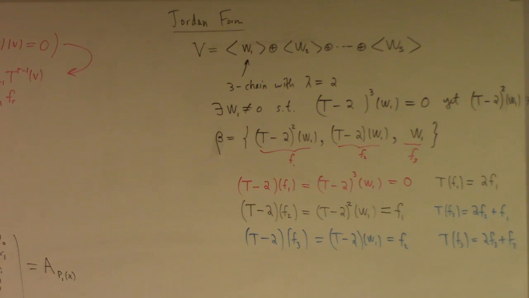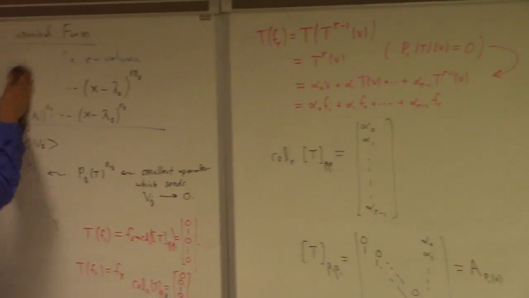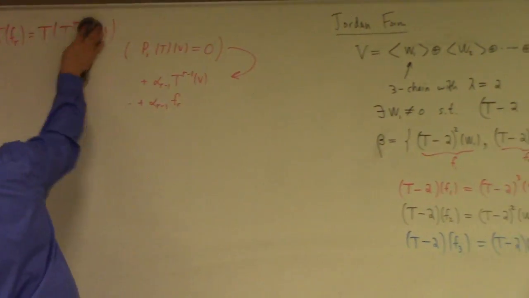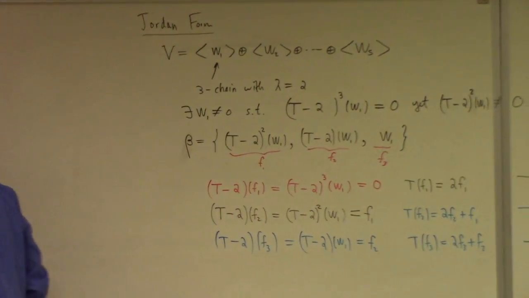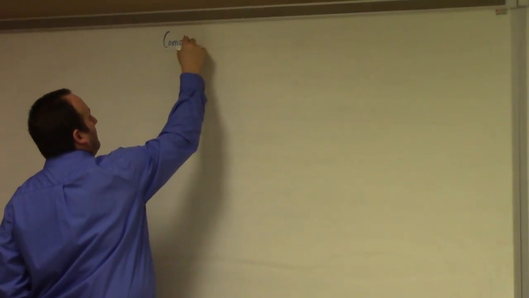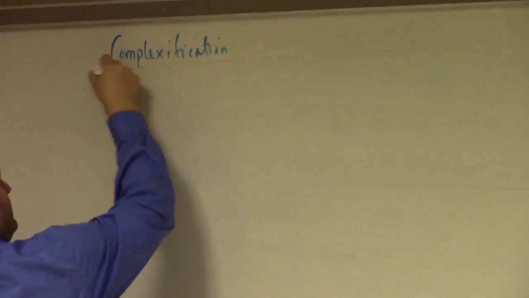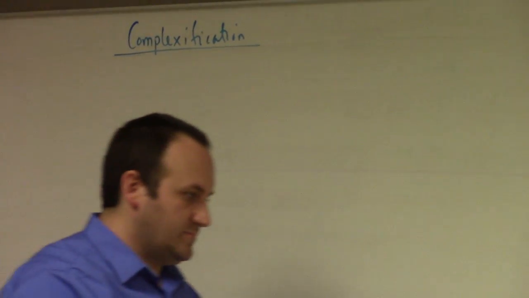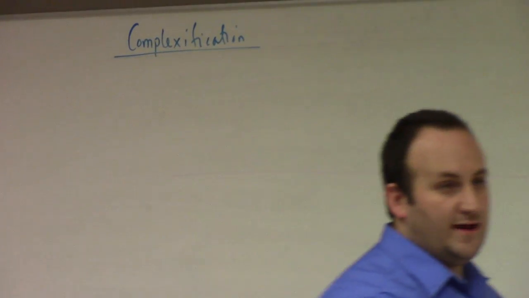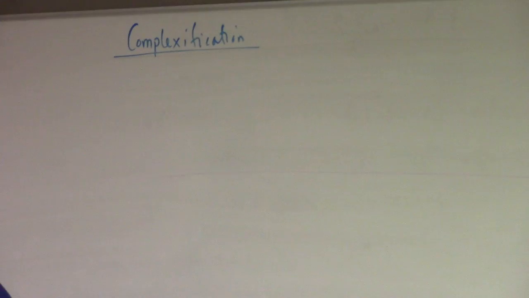All right, so let me do my level best to explain to you the notion of complexification. Here's the problem. The trouble is, I think I have by now convinced you that you don't want to think about the rational canonical form. Have I convinced you of that? Yes. Okay, good.